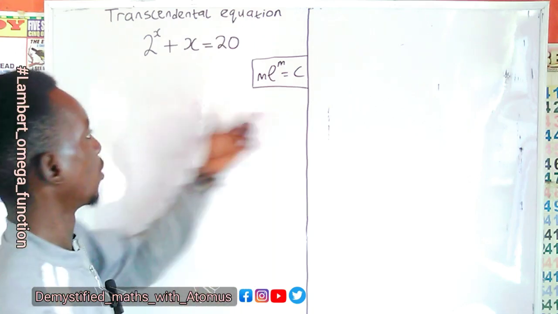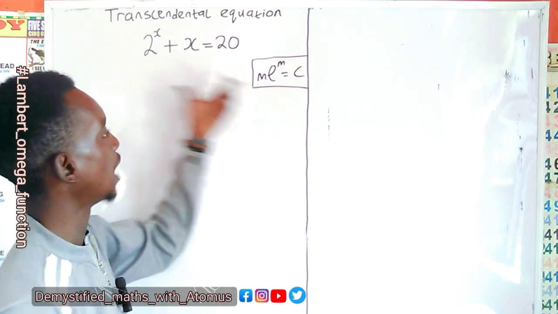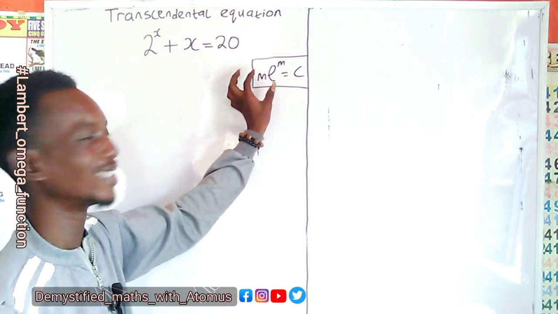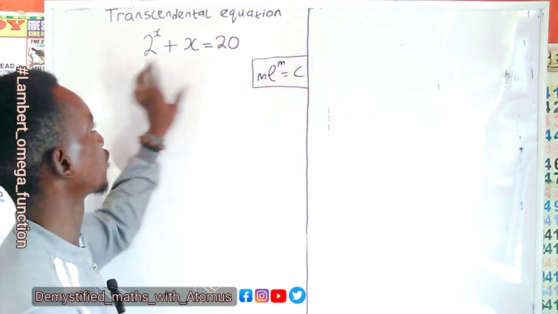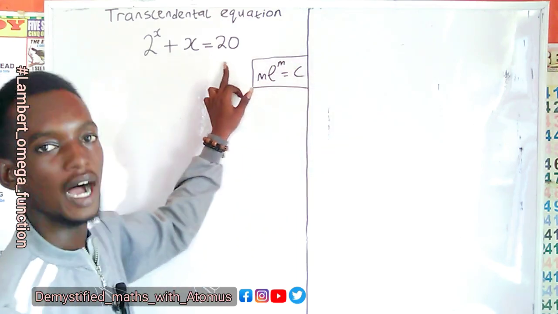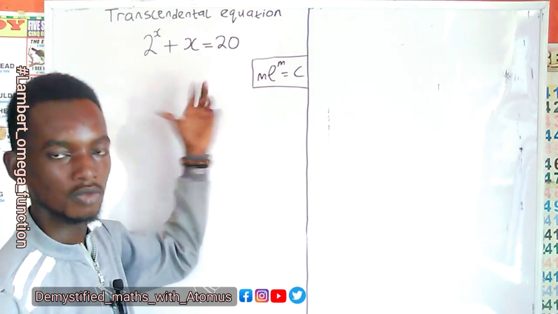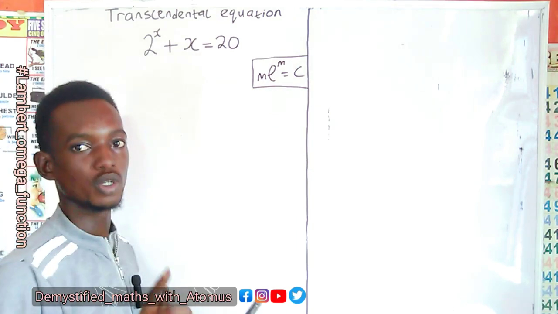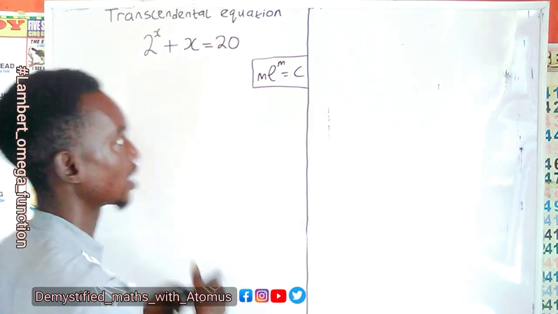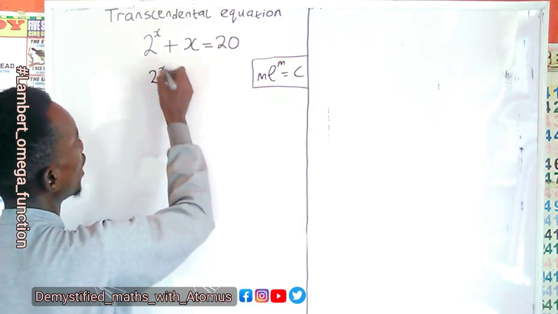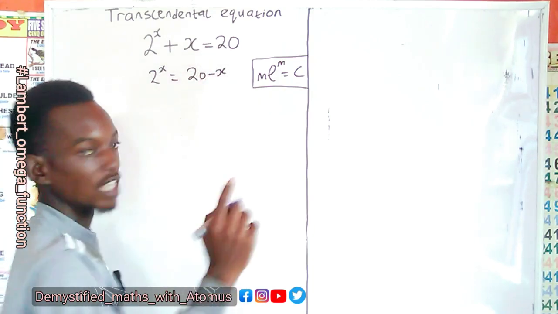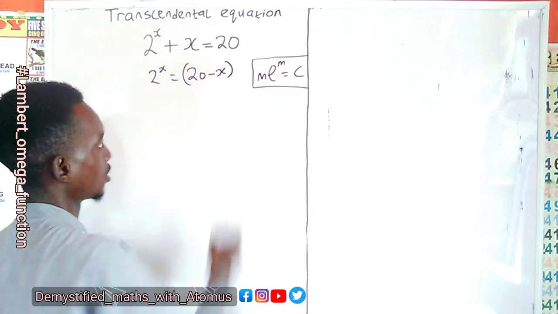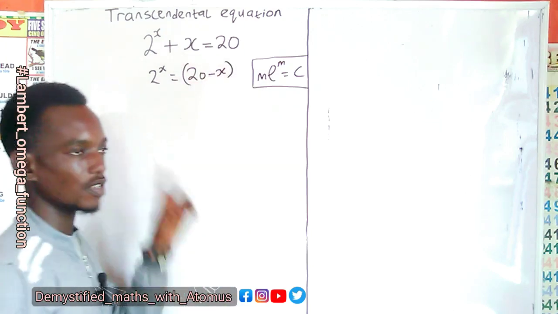Now, first of all, let's compare these two. We'll see that in this one we have just one term of the variable and the constant in front, but here we have two terms of the variable and one constant. So we have to do something about that. What we're going to do is transpose x to the other side. So that will be 2 raised to the power x equals 20 minus x. Let's make it a term by putting a bracket. Now, that's the first comparison.